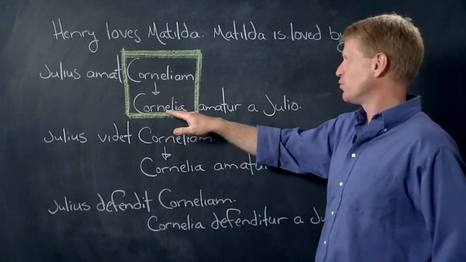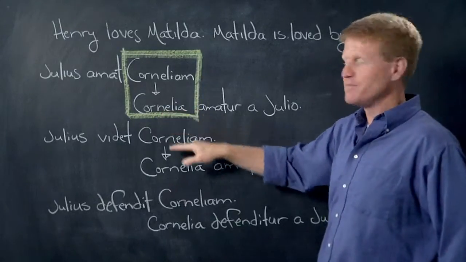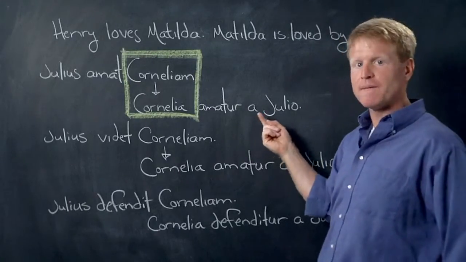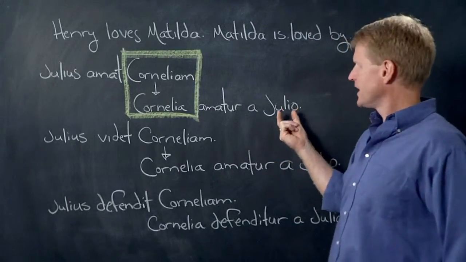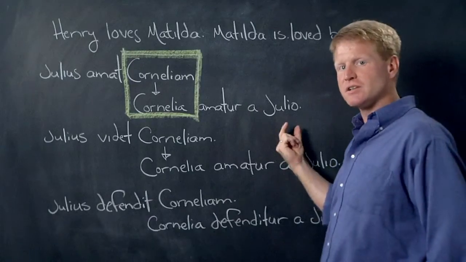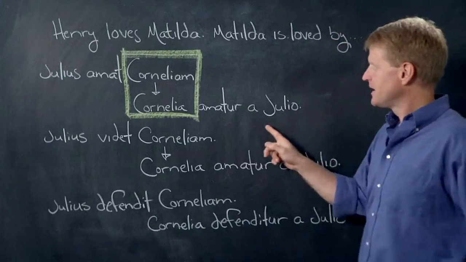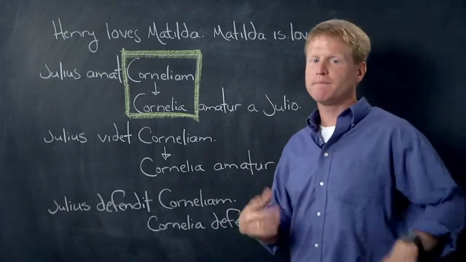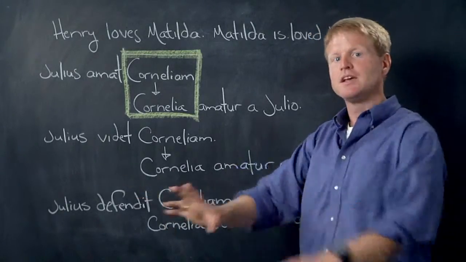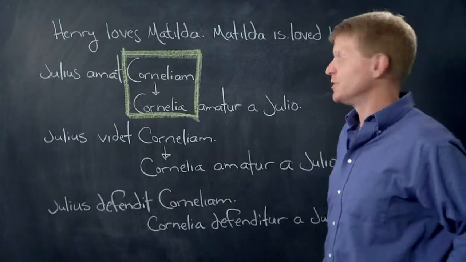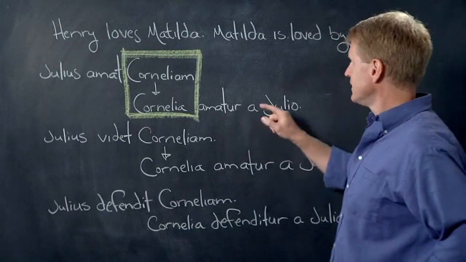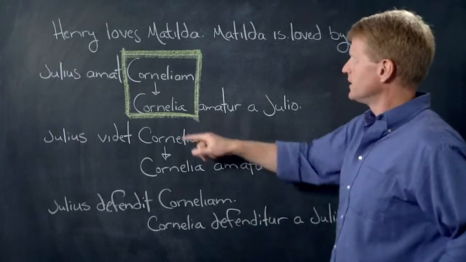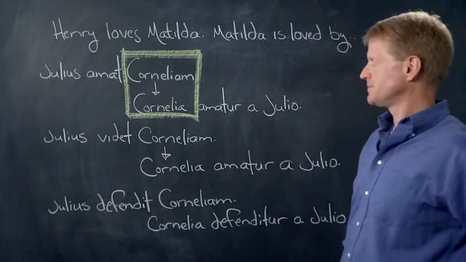Cornelia amatur, she is loved. We have to add the preposition by, and we have to add Julius, who she's loved by. She's loved by Julius. But look what happened to Julius. Since we use the preposition a, by, what happens when you use the preposition a? It pushes the next word into what case? The ablative case. Cornelia amatur a Julio. It's not Julius, it's Julio. Cornelia is loved by Julius.